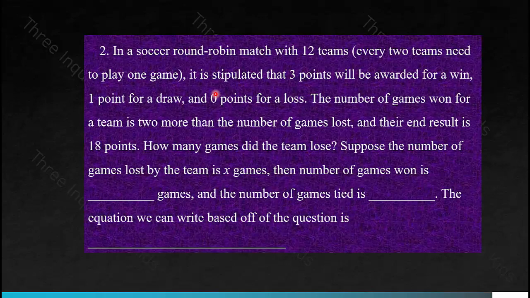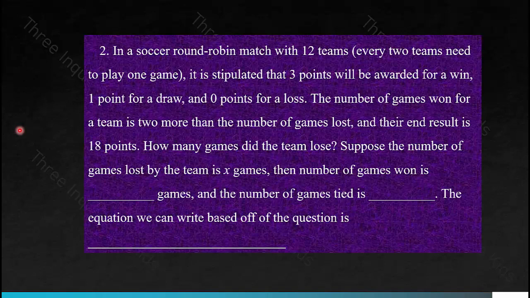In a soccer round robin match, so that's a type of scoring system, with 12 teams, so every 2 teams need to play one game. It is stipulated that 3 points will be awarded for a win, 1 point for a draw, and 0 points for a loss. The number of games won for a team is 2 more than the number of games lost, and their end result is 18 points. How many games did the team lose? Suppose the number of games lost by the team is x games, then the number of games won is blank, and the number of games tied is blank. The equation we can write based off of this is blank.